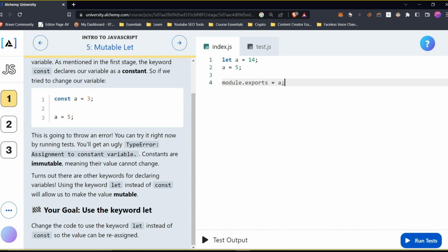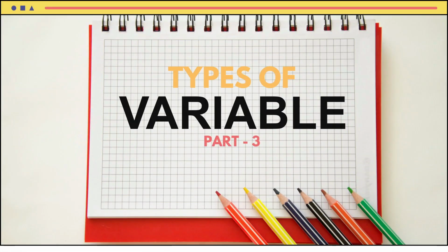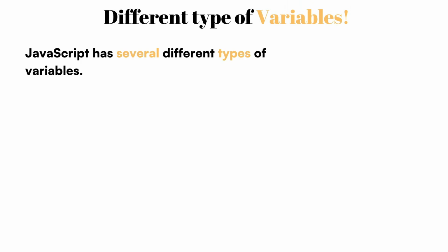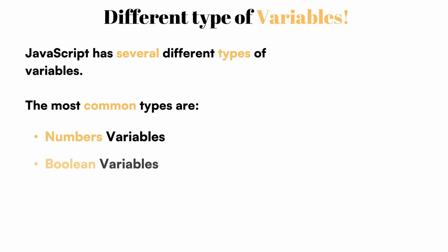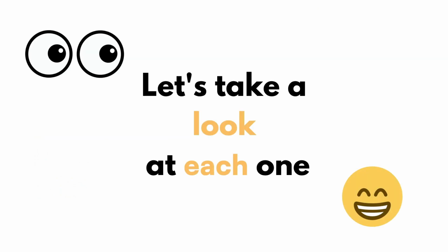So having known how to define variables in multiple ways, let's look at what are the different types of variables that are present in JavaScript. Types of variables, part 3. JavaScript has several different types of variables. The most common types that we are going to discuss today are number variables, Boolean variables, and string variables. Let's take a look at each one.